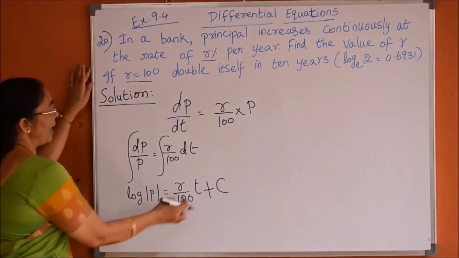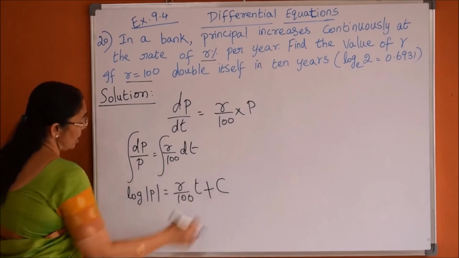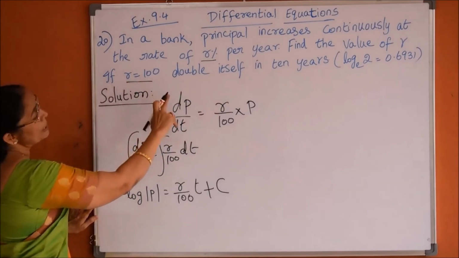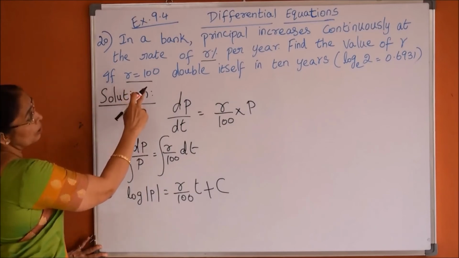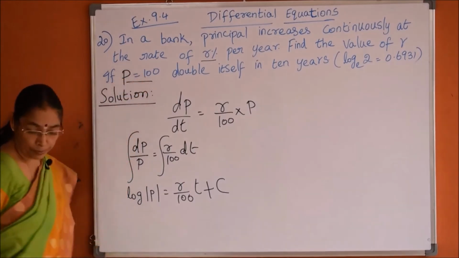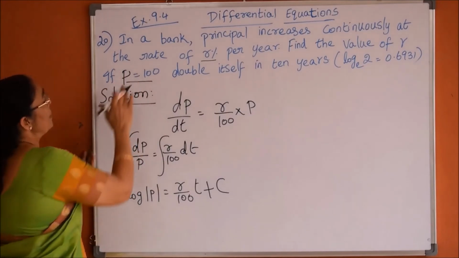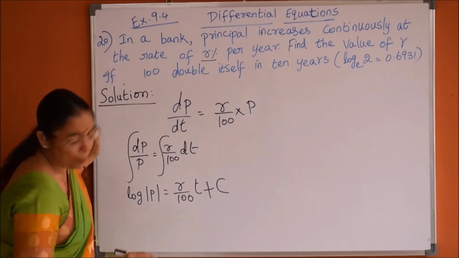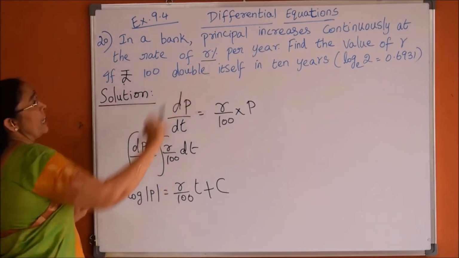Now we have to find the values of t, c. Here P is given already. Find the value of r if the principal doubles itself in 10 years, it is given. Sorry, the question is: find the value of r if rupees 100, that means it is the principal, doubles itself in 10 years.